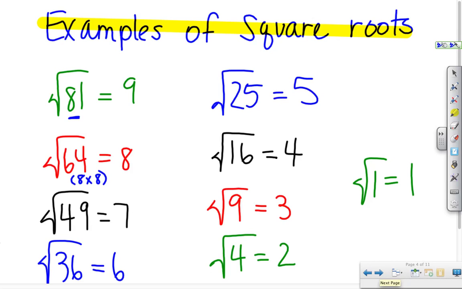You'll see several square roots here. Square root of 36 is 6, square root of 25 is 5, square root of 16 is 4. The square root of 1 is 1, because 1 times 1 gives us 1.